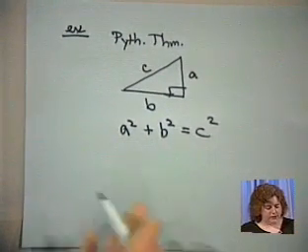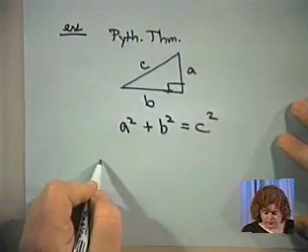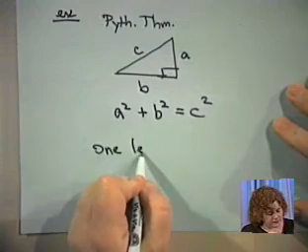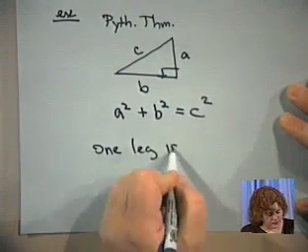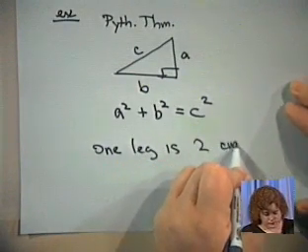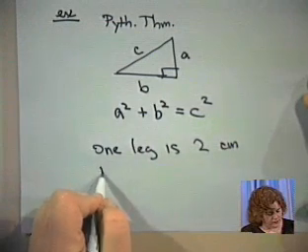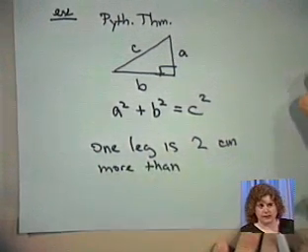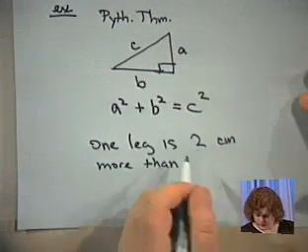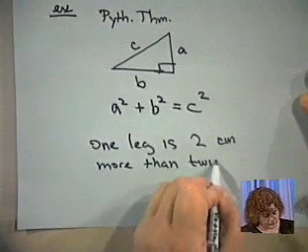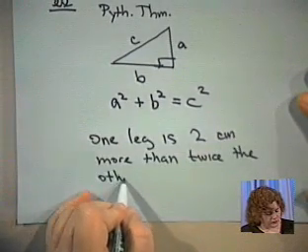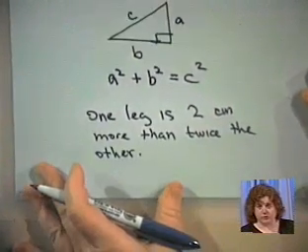Let's take a triangle where the problem we're working with is that one leg is 2 centimeters more than, and the phrase more than is a hot tip that you're going to be adding, twice the other. Twice, of course, is the hot tip that there's some kind of multiplication involved.